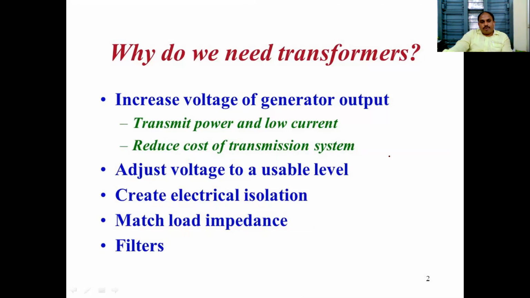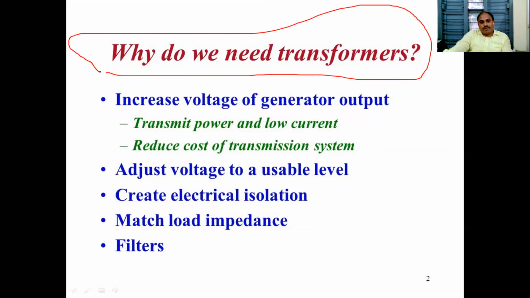Why do we need transformers? So what is the main purpose of the transformer? Because of the transformers, AC systems are more popular than DC systems. Only because of the transformers.